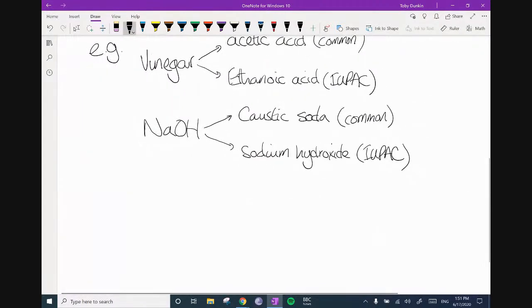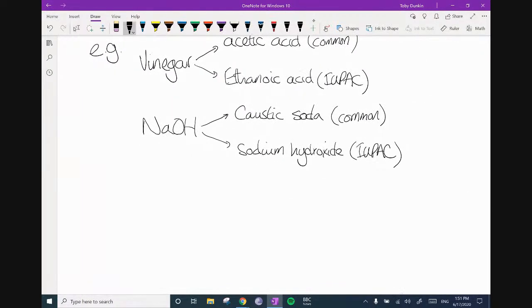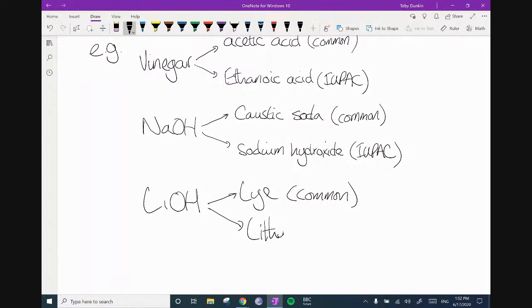Trying to think of other ones. Lithium hydroxide. Yeah, its common name is lye. This is common. And of course, now it's just lithium hydroxide. It's kind of nice to see. Can someone do me a favor? Can someone just quickly Google for me lye? Because the problem is, I think caustic soda commonly gets called lye as well. But I can't remember. Maybe I may have made an error there.